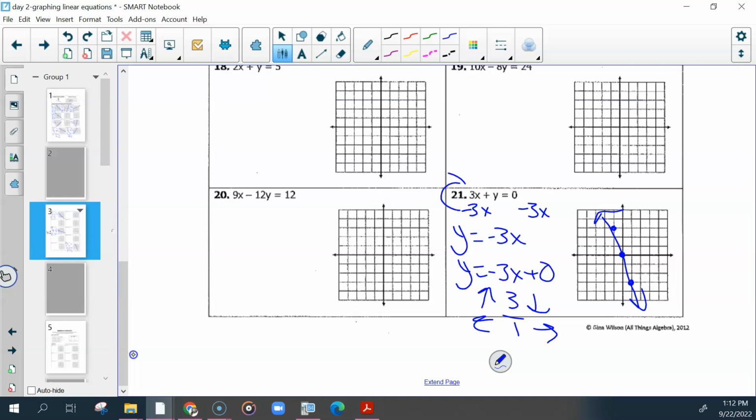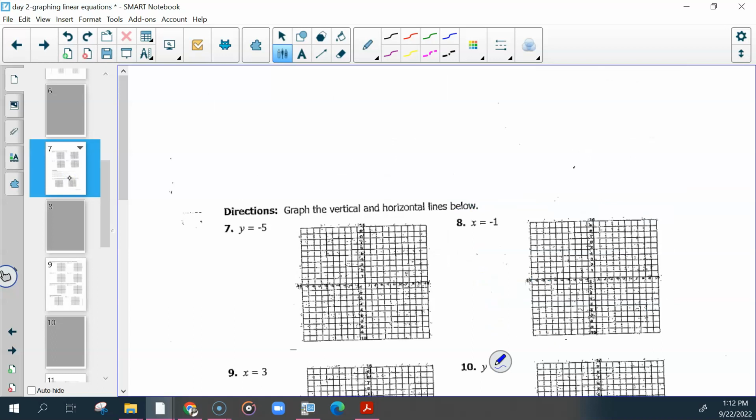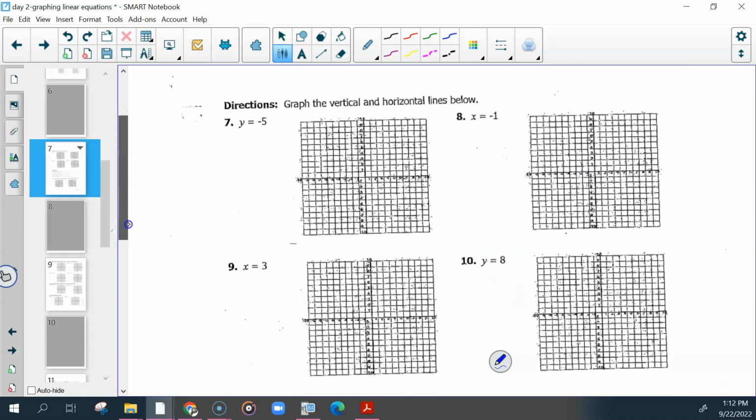Other questions on this page we want to see, go over, have questions about? I think your next page is this. Yes. If it says graph vertical and horizontal lines, what should you be thinking?